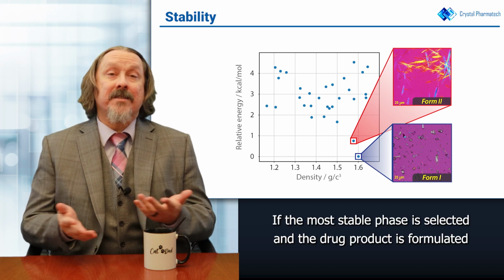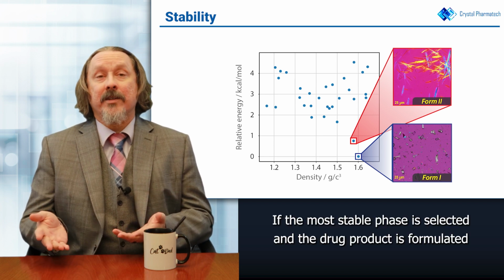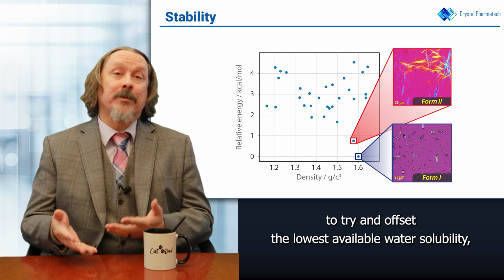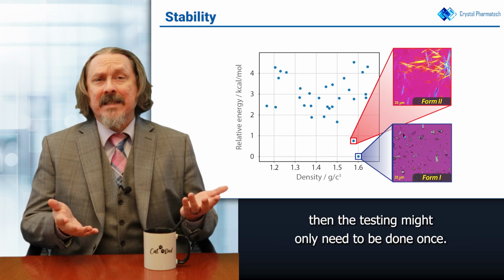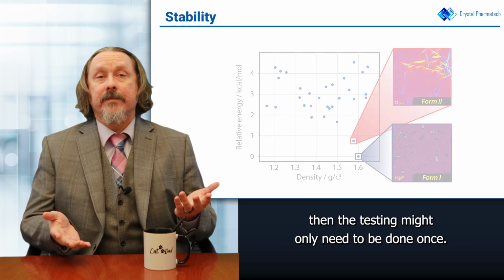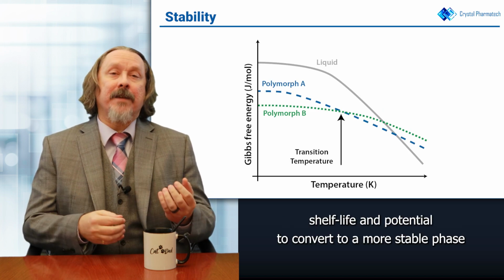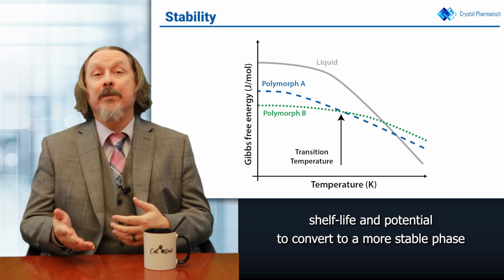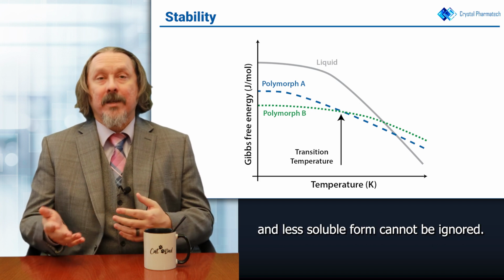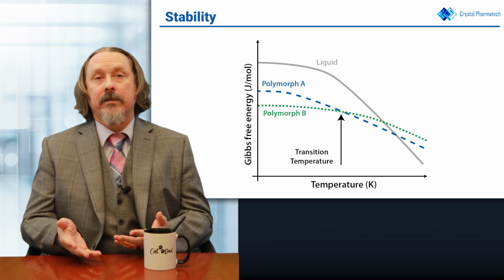If the most stable phase is selected and the drug product is formulated to try and offset the lowest available water solubility, then the testing might only need to be done once. If a metastable form is selected, then the question about its shelf life and potential to convert to a more stable phase and less soluble form cannot be ignored.